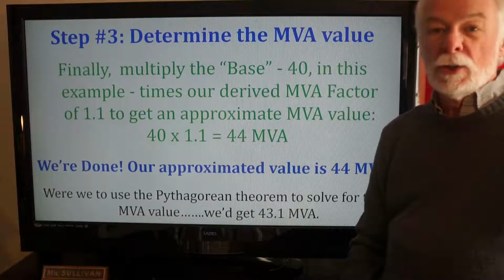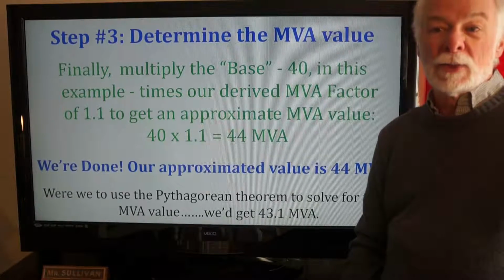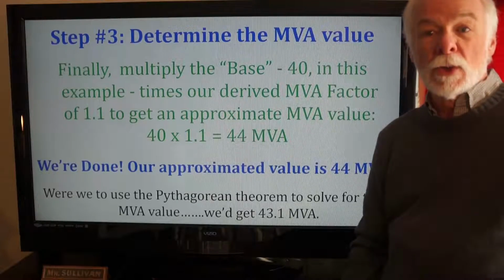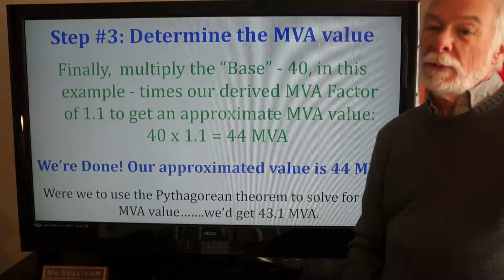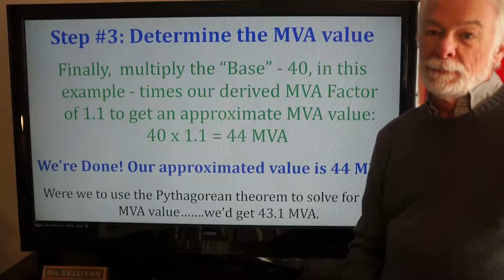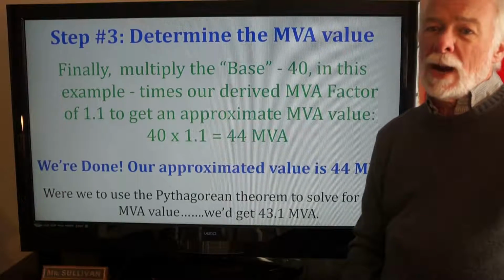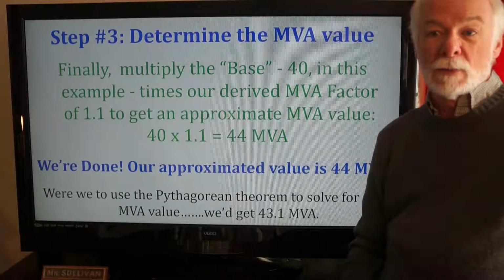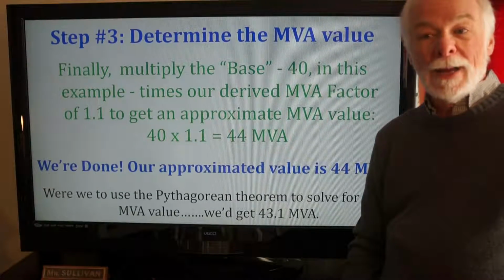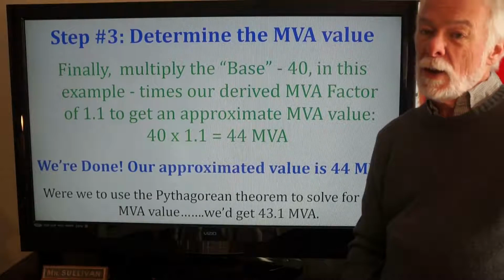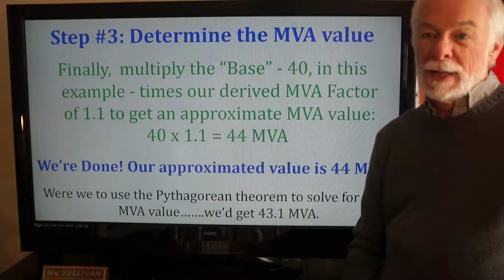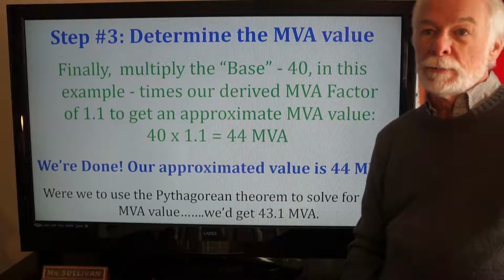Now, were we to use the Pythagorean theorem to solve for this example, using 40 and 16 as our values, we would get 43.1 MVA. Pretty close to our MVA approximation generated by using the slide rule, which, by the way, is always within about plus or minus 5% of the value that the Pythagorean theorem would give you.